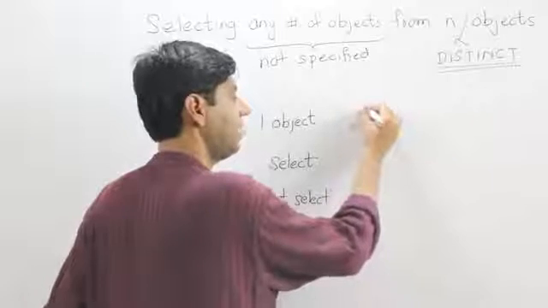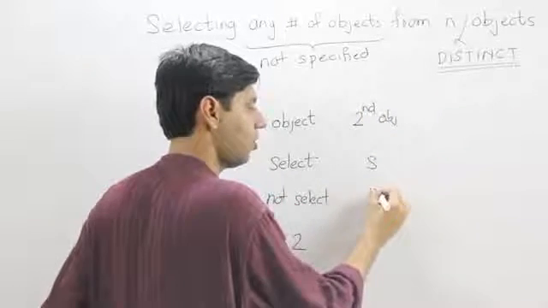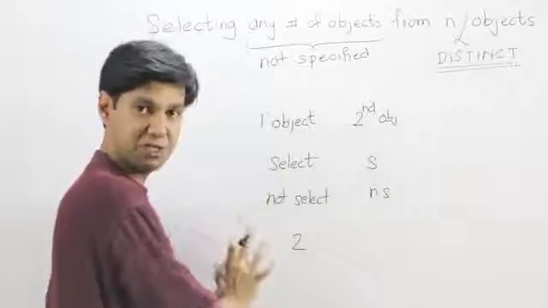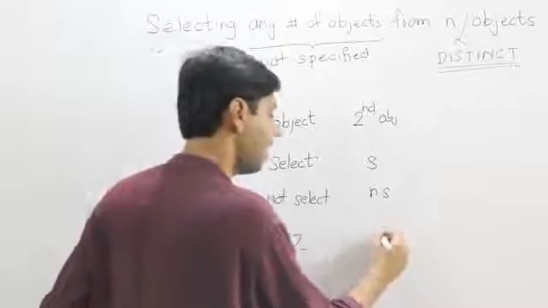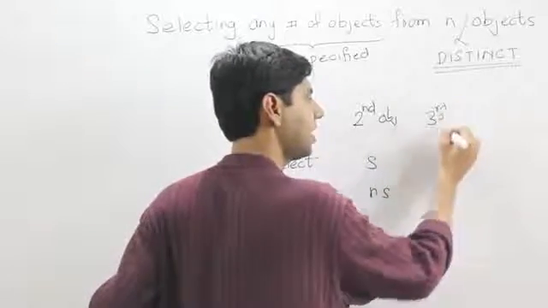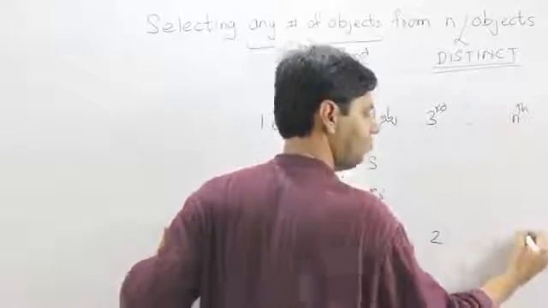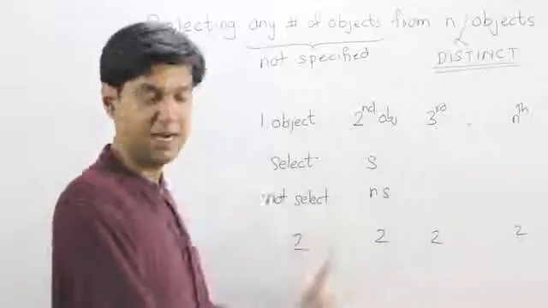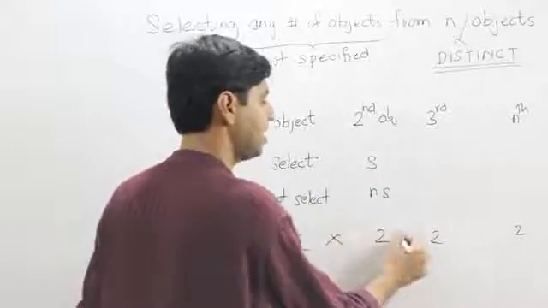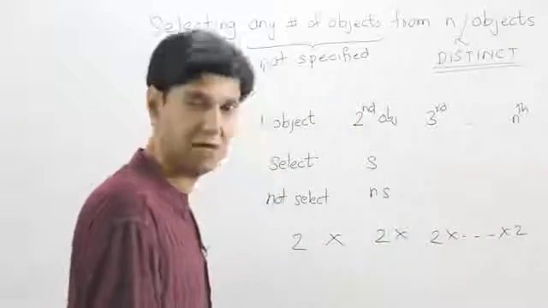With the second object, do I again have, I could either select or not select? And are these choices independent of the first one? So I could further have two ways, and so on it could continue. With the third object I would again have two ways, and with the nth object I would again have two ways. Each of them is independent. I could have further two ways for every prior selection. So the answer is going to be 2 into 2 into 2. How many times? N times. So that is nothing but 2 raised to n.